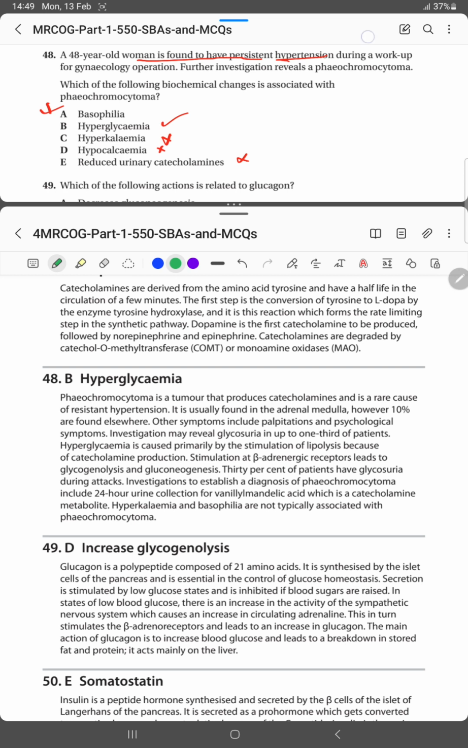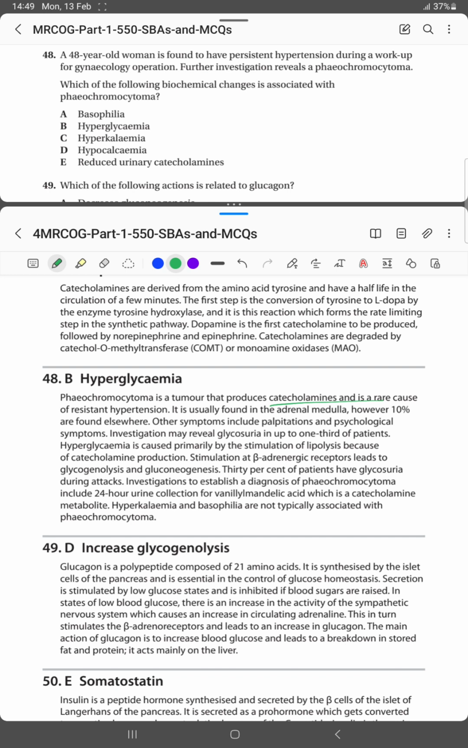Pheochromocytoma is a tumor that produces catecholamines and is a rare cause of resistant hypertension. It is usually found in the adrenal medulla, however 10% are found elsewhere. Other symptoms include palpitations and psychological symptoms. Investigations may reveal glycosuria in up to a third of patients. Hyperglycemia is caused primarily by stimulation of lipolysis because of the catecholamine production.